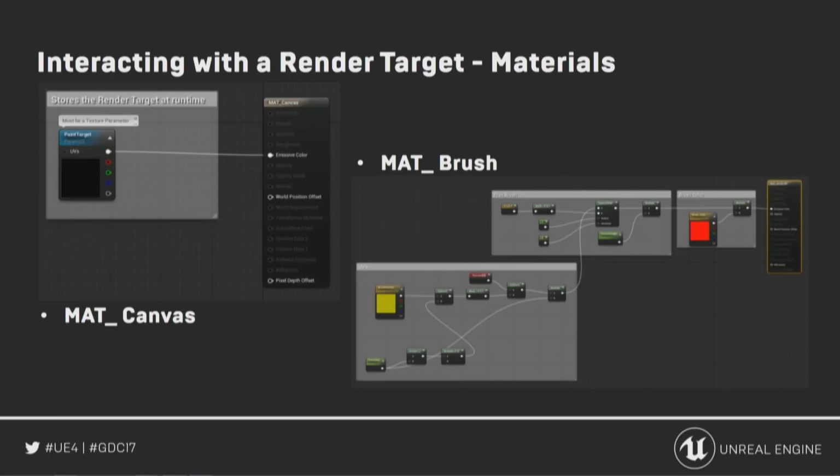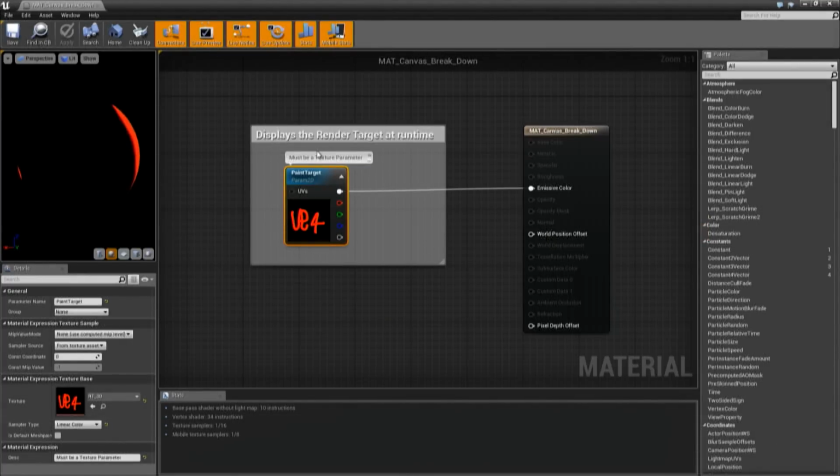So this material right here, all it's going to be doing is just reading the data from the render target, okay? It's plugged into the emissive so that we can show the red channel of it, and that's it. That's all that this is going to be doing.